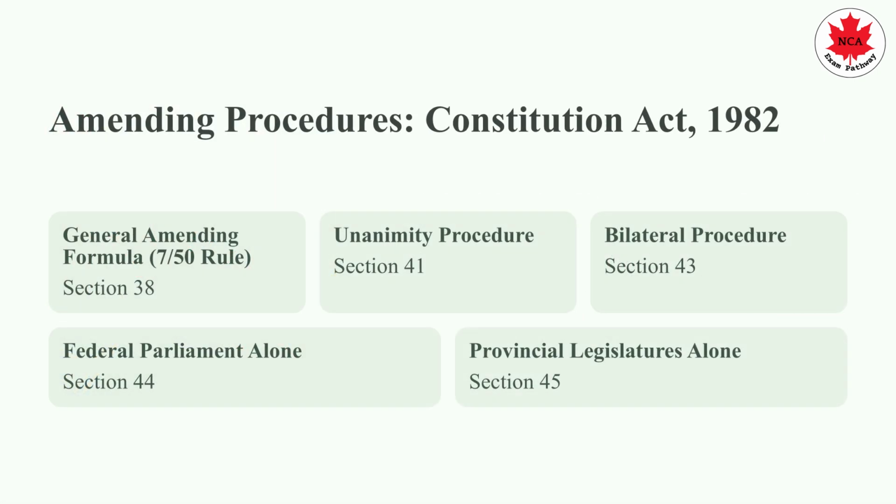So, Part 5 of the Constitution Act 1982 provides the following 5 different amending procedures, that is, General Amending Formula, also known as 7 by 50 rule, under Section 38. Second is unanimity procedure, under Section 41. Third one is bilateral procedure, under Section 43. Fourth one is federal parliament alone, under Section 44. And Section 45 talks about the provincial legislatures alone.